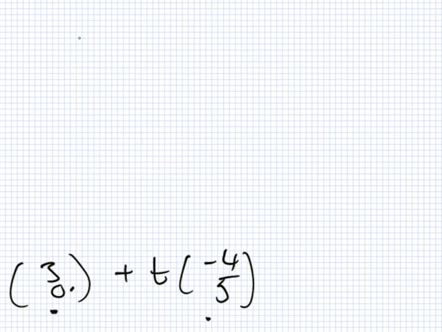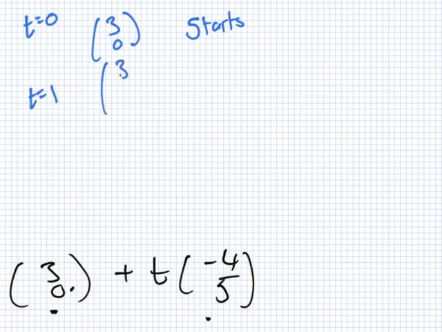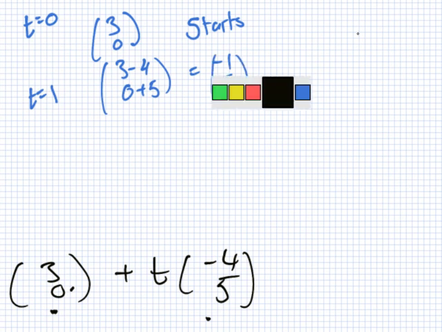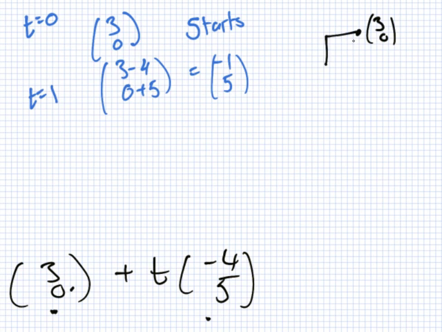Well, let's try this. If I make t is 0, then what are we left with? 3, 0. This is where the plane starts its journey. Now, if I put t is 1, I get 3 minus 4, 0 plus 5, which is minus 1, 5. So it starts at 3, 0, and then it finishes here at minus 1, 5 after 1 unit.